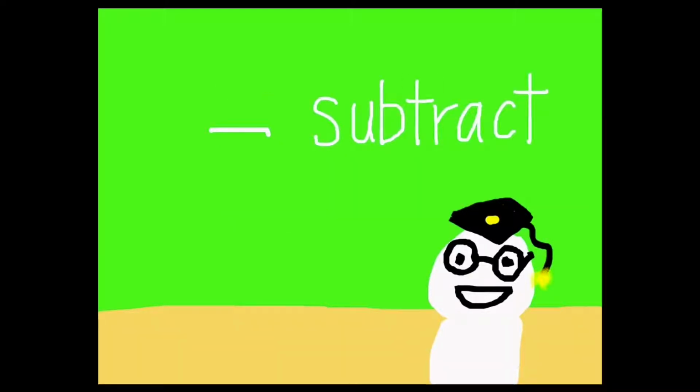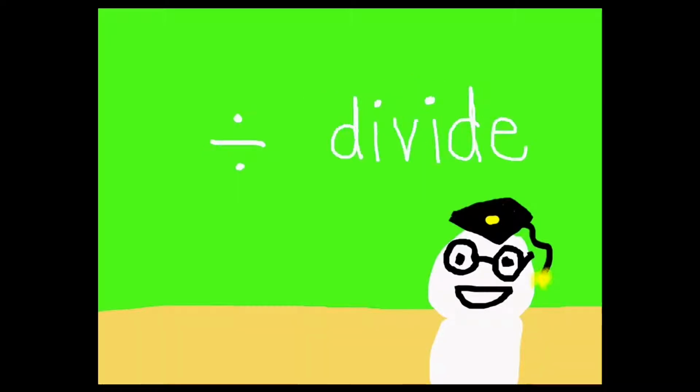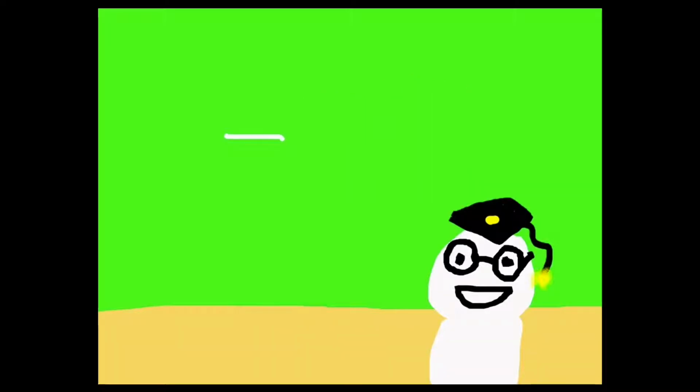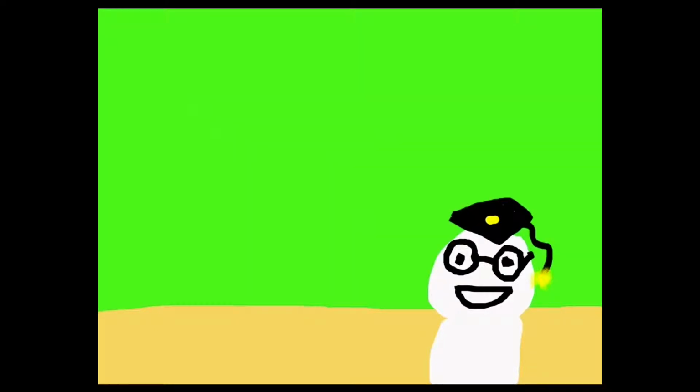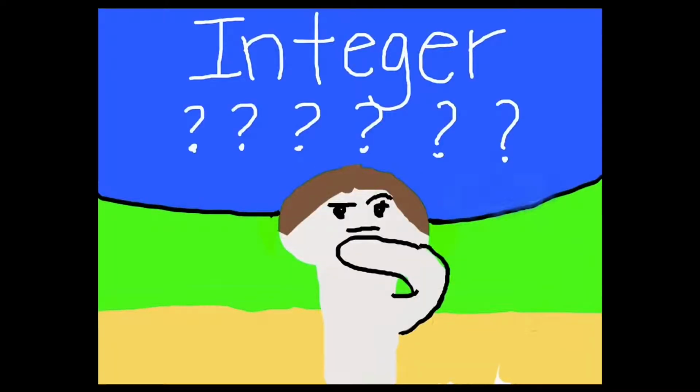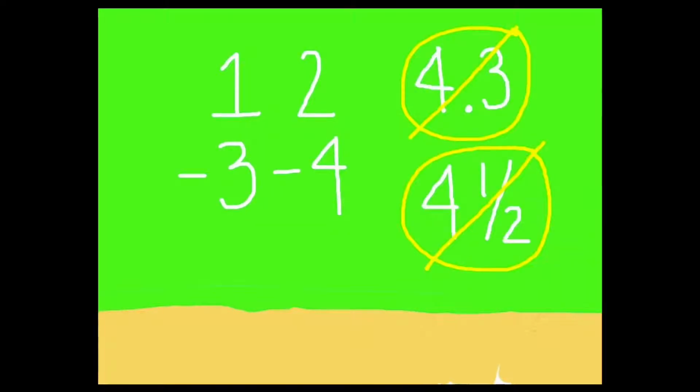Today we're going to learn how to add, subtract, multiply, and divide integers with the same and different signs. Now you might be wondering, what's an integer? Well, integers are basically counting numbers like 1, 2, -3, and -4. They're also considered whole numbers, but they do not have decimals or fractions.